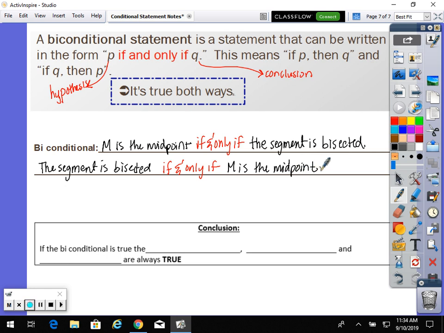That means the conditional and all its related conditionals are true. You can write it as hypothesis if and only if conclusion, and then you can also write it backwards, conclusion if and only if the hypothesis. And all of those have to be true. So in our conclusion, if the biconditional is true, the converse, inverse, and contrapositive are all true.